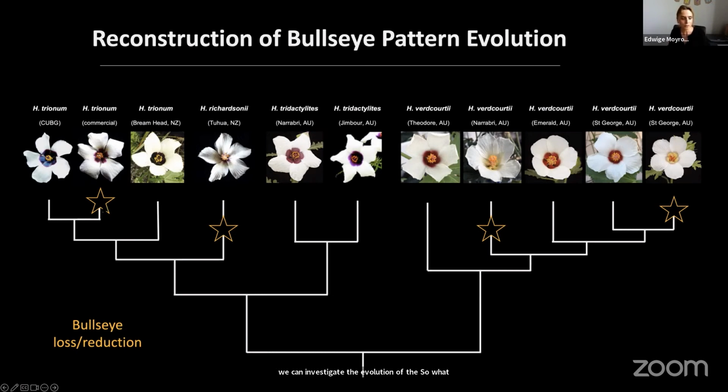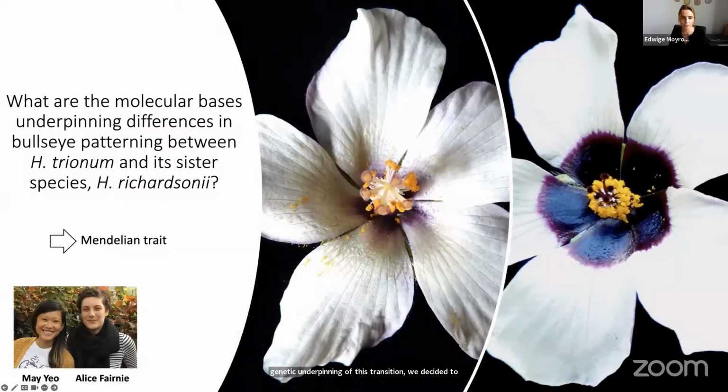So what we found is, for instance, there are at least 4 independent events where the bullseye was lost or reduced during the evolution of the group. And to try to understand the genetic underpinning of this transition, we decided to focus on the sister species of our model species, Hibiscus richardsonii. So the pigmentation is clearly reduced, and May and Alice were able to show this is a Mendelian trait.